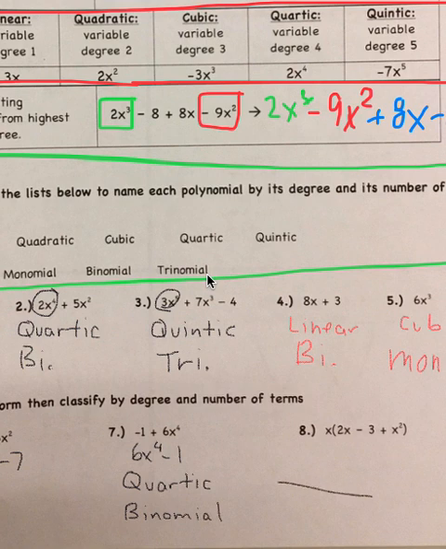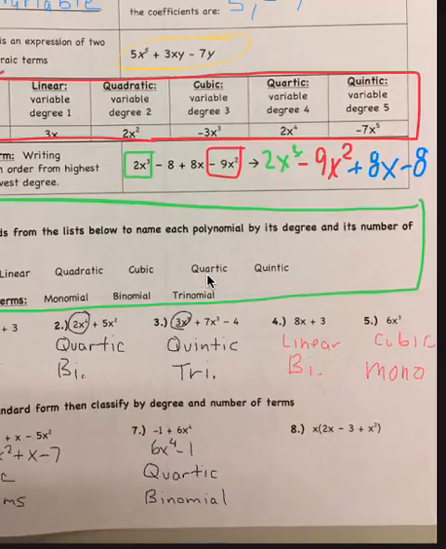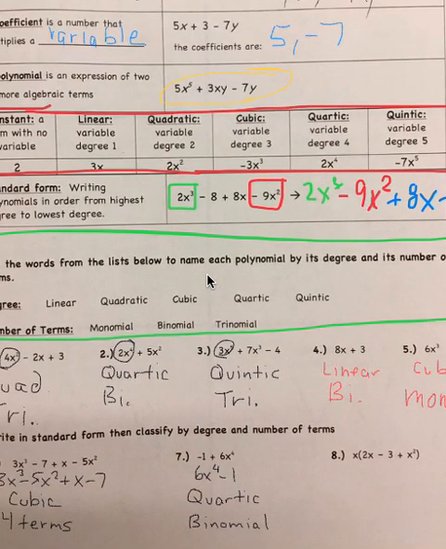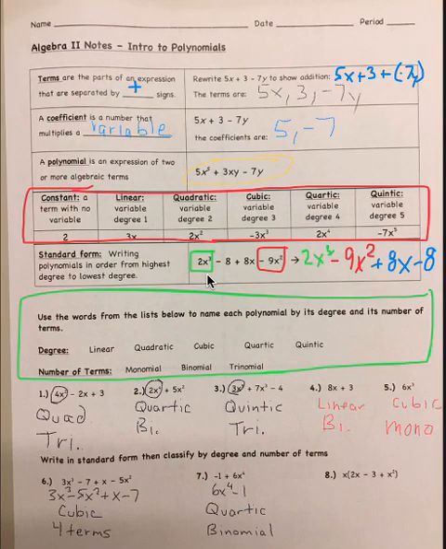The last one we have to do a little more work. So we have x and we have to distribute. X times 2x minus 3 plus x squared. So we need x times 2x. It's going to be 2x squared. X times negative 3 is negative 3x. X times x squared is x cubed. And then I need to rewrite it.